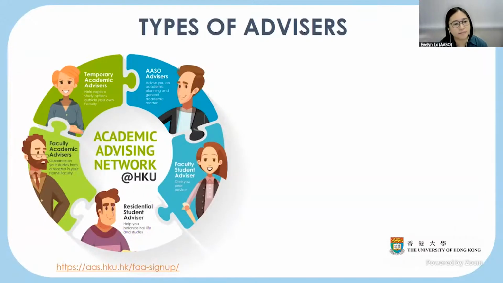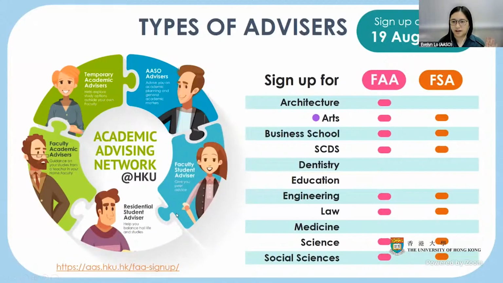Why do I have to talk about this? Because you are going to sign up for the faculty academic advisor and student advisor very soon. For faculty academic advisors, everyone is going to get one. For dentistry, education, and medicine, you will get assigned. For others, as listed, you will have to sign up for your own FAA. And if your faculty provides FSAs, you will have to sign up at the same time. Except for arts, your sign-up deadline will be the 19th of August. You'll receive an email about this along with all other enrollment information before your master registration.